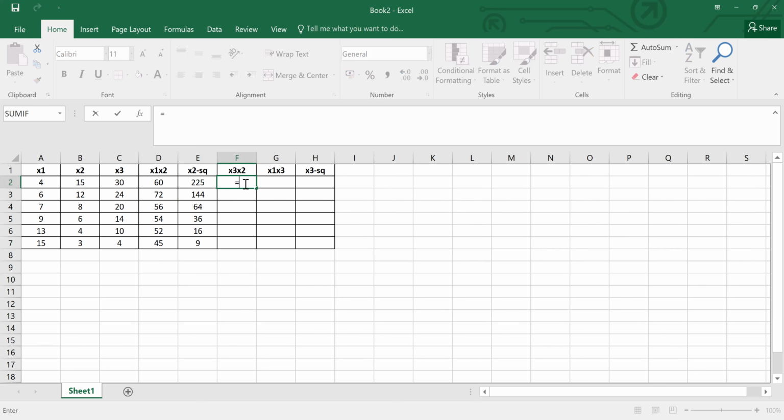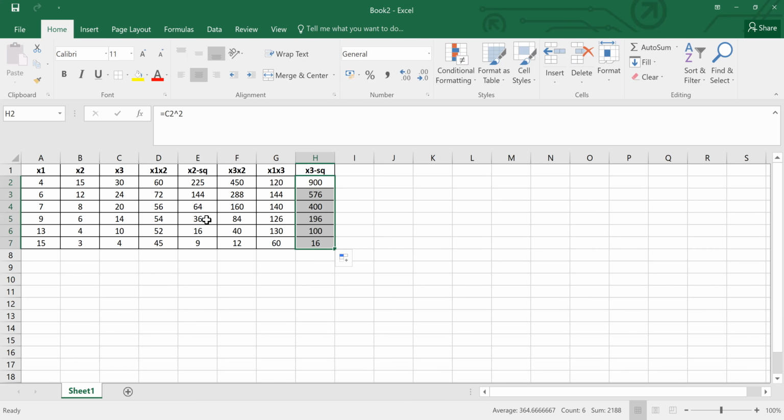Then this will be x3 times x2, which is the same as x2 times x3. Then you apply that everywhere. Then I need x1 times x3, then you apply the formula everywhere. Finally, I need x3 square. So these are the values that you should compute in an exam setting. You need to have that table.